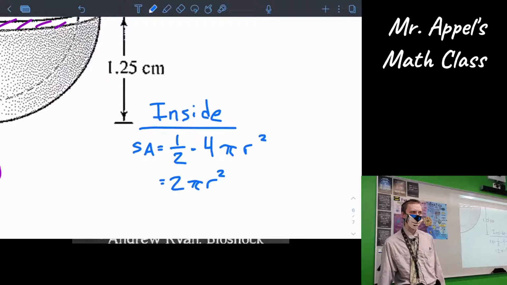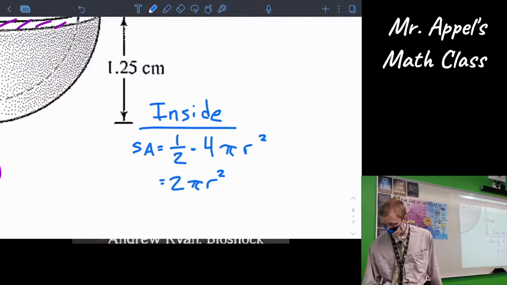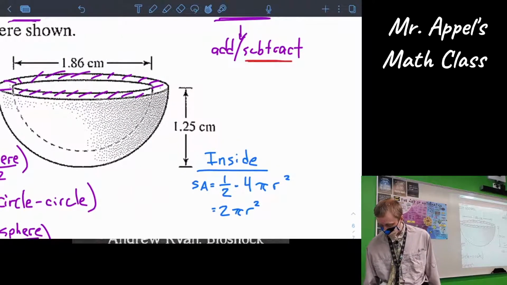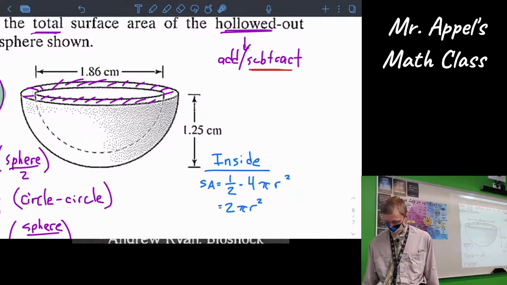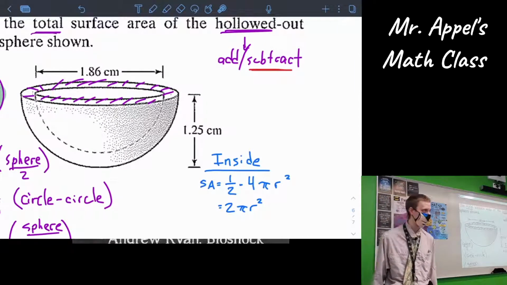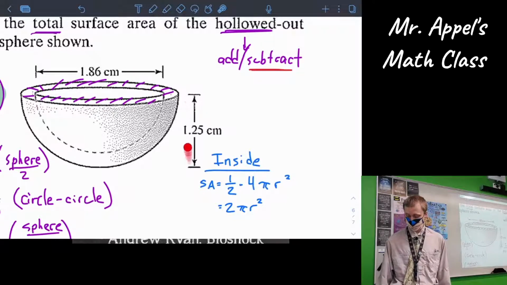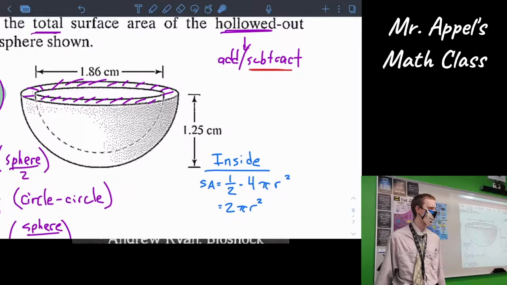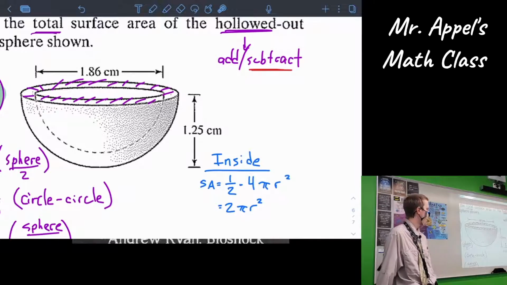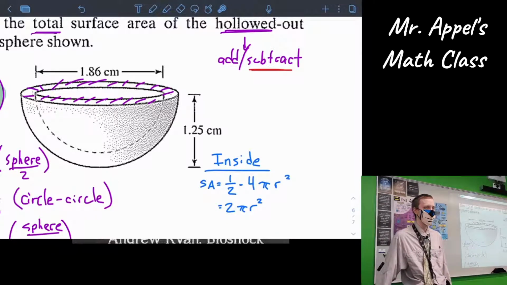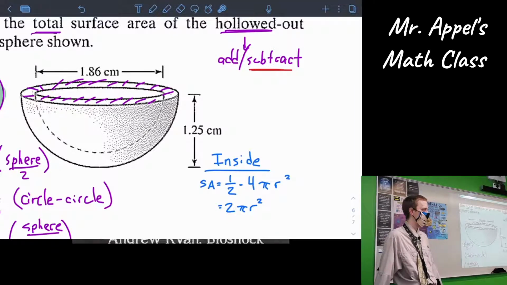What's r? Oh, we've got to find the radius of our inside sphere. Here are the dimensions they give us. Are either of those the radius we're looking for? No. So how are we going to get it?